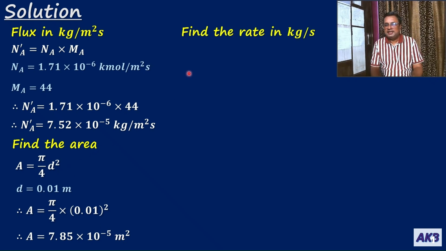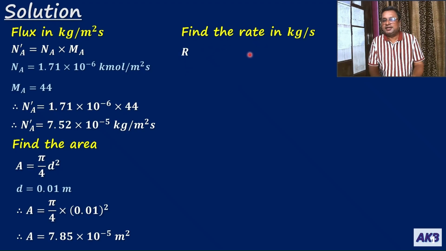After that, let us get the rate. Finally, let us get the rate in kg per second. So we will denote it as Ra. So Ra is Na dash into A. Na dash, we just got it.